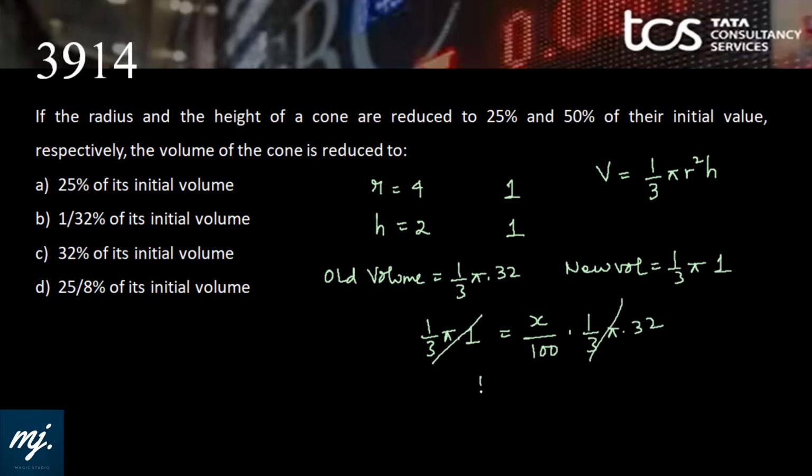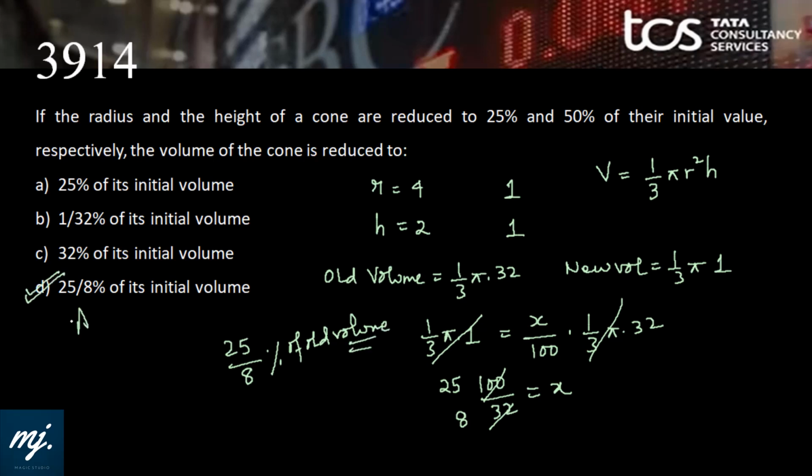Cancel. 100/32 is the x. Now 100/32, if I divide by 4, it will be 25/8. That means the new volume is 25/8% of the old volume. That is in option D.